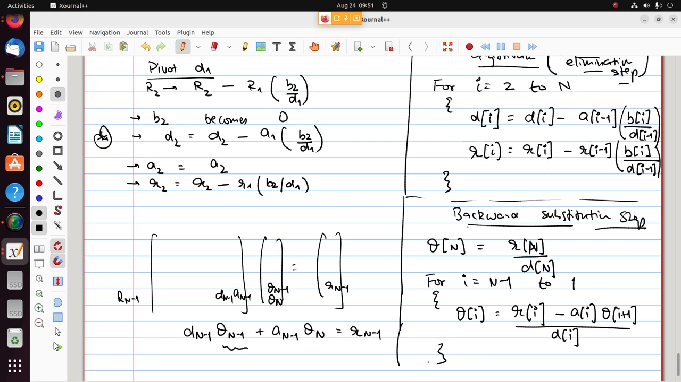But remember, you have to go in this order. You cannot go in any order. You have to start from calculating theta n, then start going backwards. Otherwise, it won't work. Any questions?